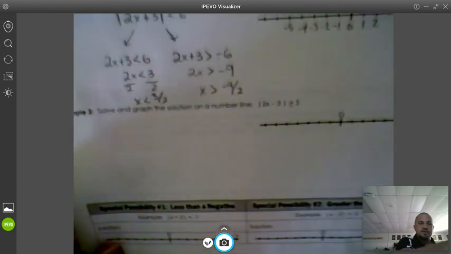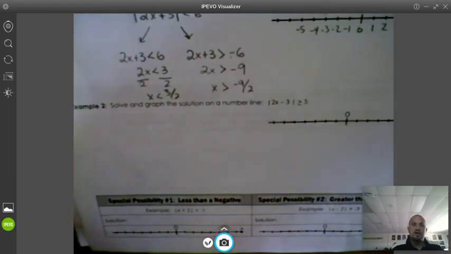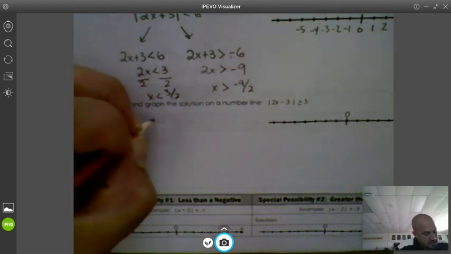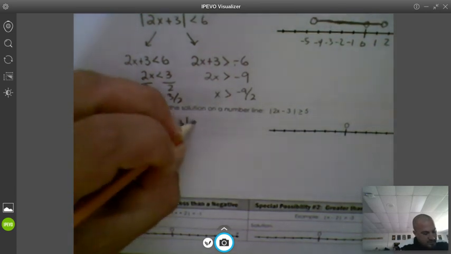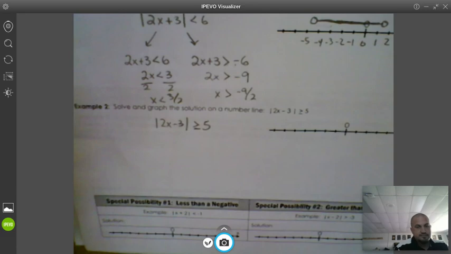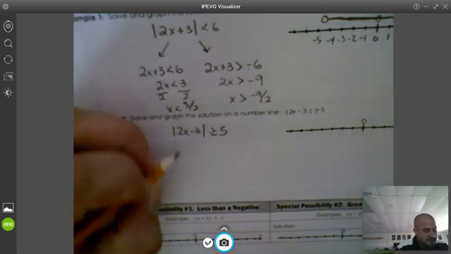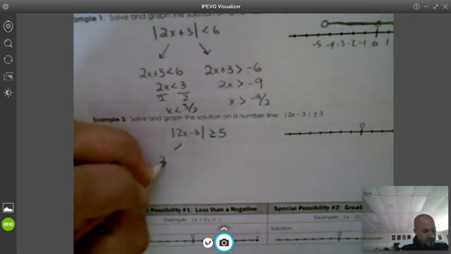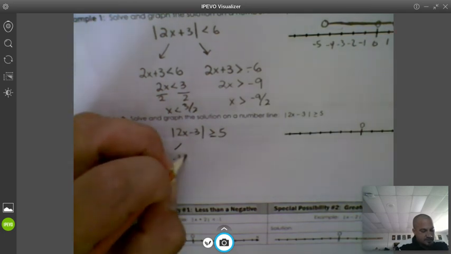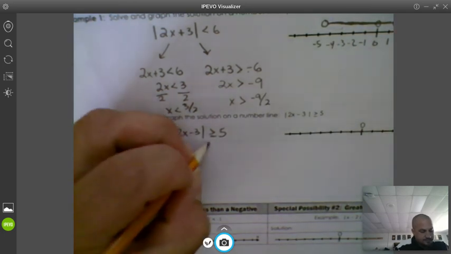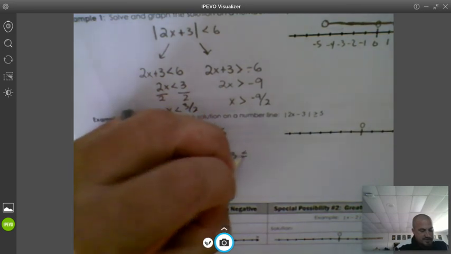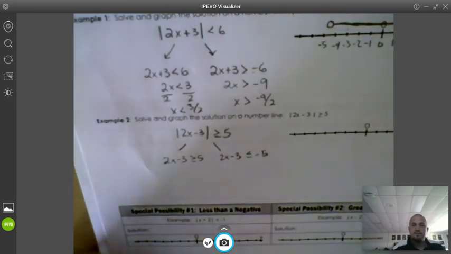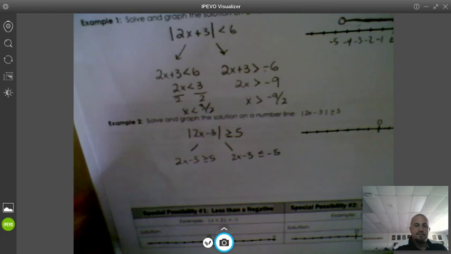So let's go to example 2. Solve and graph this solution. The absolute value of 2x minus 3 is greater than or equal to 5. So I'm going to split these up. I'm going to have 2x minus 3 is greater than or equal to 5. I'm also going to have 2x minus 3 is less than or equal to negative 5. So these are my two. And I'm going to work through this.